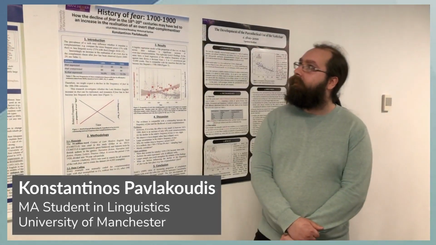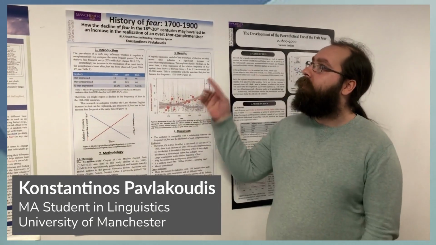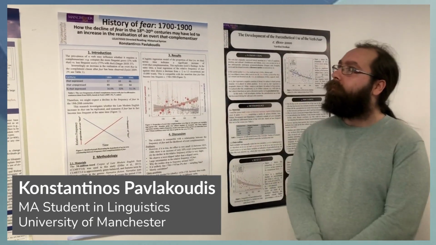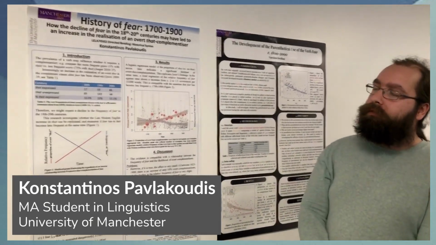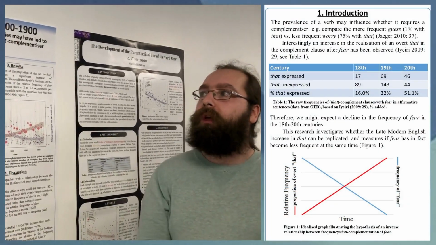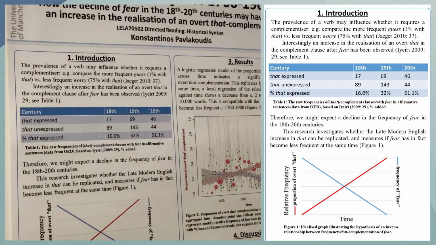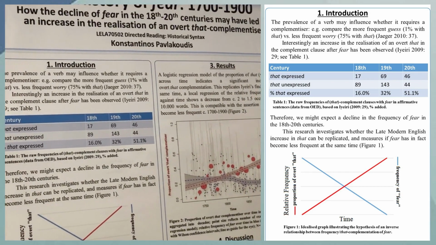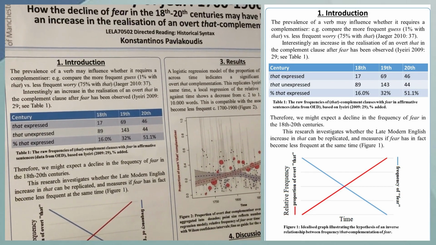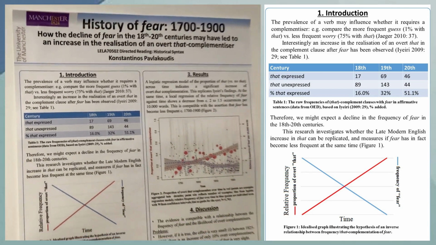Hi, I looked at how the decline of fear in the 18th to 20th centuries may have led to an increase in the realization of an overt that complementizer. Research has shown that the prevalence of the verb may influence whether it requires a complementizer. For example, a more frequent verb like guess occurs 1% of the time with an overt that, whereas a less frequent verb like worry occurs 75% of the time with an overt that.